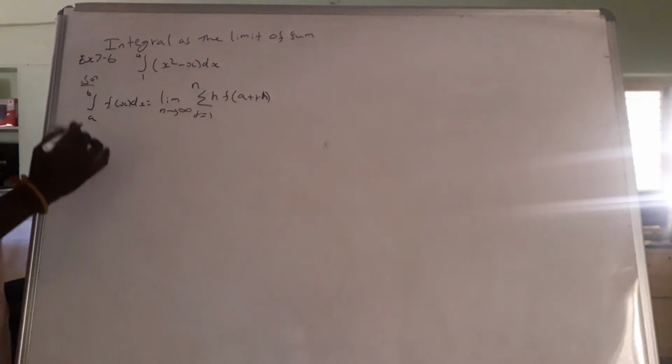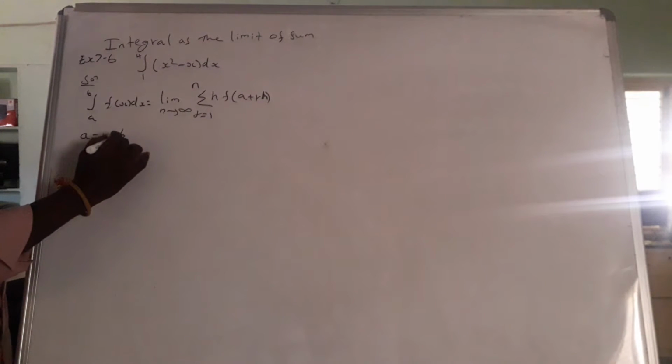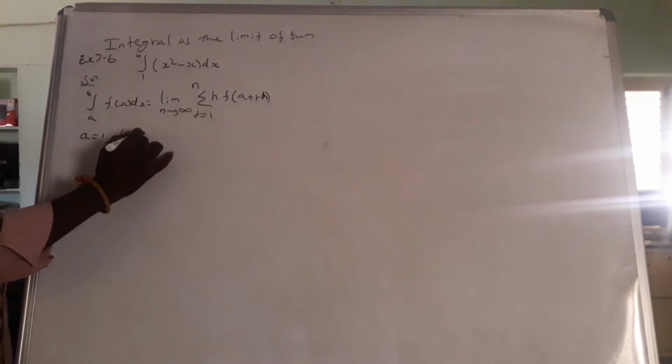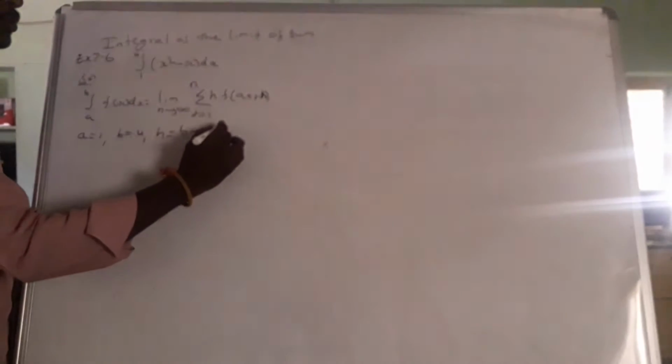Then you have to find what h is. How to find h also. Now compare these two: a equal to 1, b equal to 4, then h equals b minus a by n. So 4 minus 1 by n, that is 3 by n.